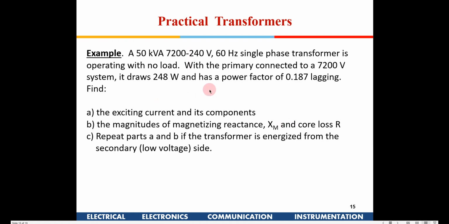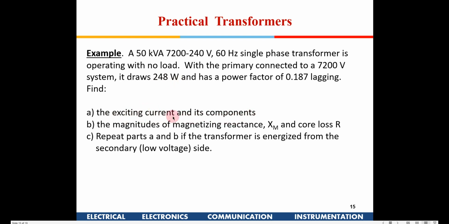Okay. So if I take an example, things will be a little clearer. A 50 kVA, 7200-240 V, 60 Hz single phase transformer is operating with no load, with the primary connected to a 7200 V system. It draws 248 watts and has a given power factor. Ideally there should not be any power, because the secondary is disconnected and there is no load in the secondary, but still 248 watts of power is being drawn. Now find the exciting current and its components.